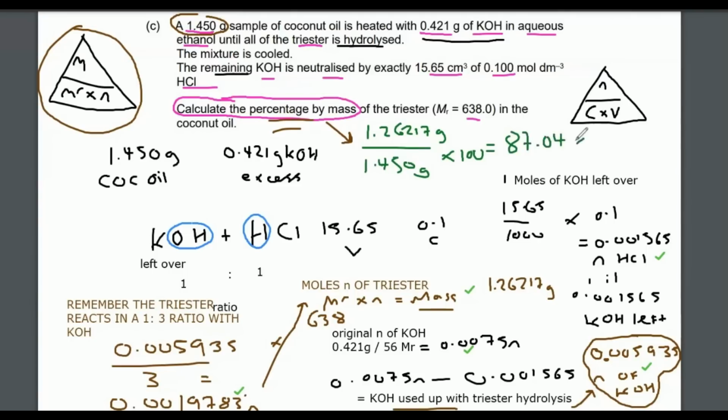It's always best, if you're really good with a scientific calculator, to keep all your numbers in the scientific calculator from the start of your calculation to the end. That way you get closer to the true value that they want in the mark scheme. I got 87.04, so I could just round that to 87%. They accept anywhere from 87 to 87.1%.